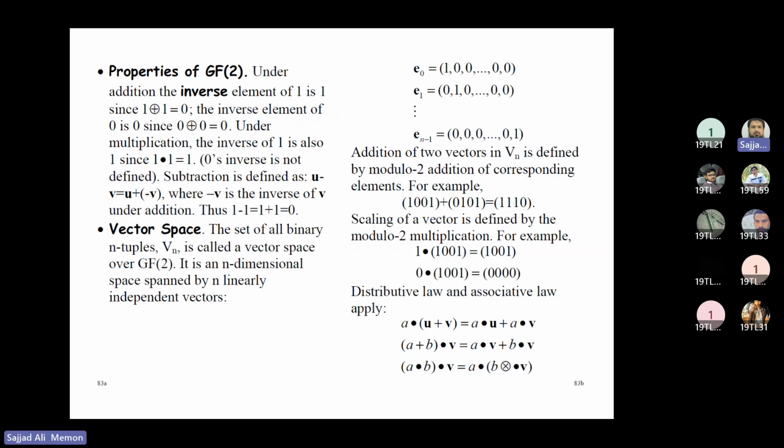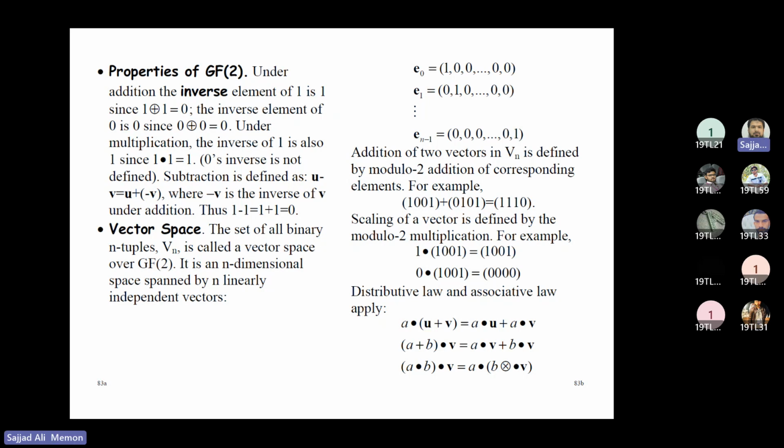Subtraction is defined as u minus v, that is, u plus minus v, where minus v is the inverse of v under addition. Thus, 1 minus 1 is equal to 1 plus 1, which is equal to 0. Now, vector space: the set of all binary n-tuples, Vn, is called a vector space over Galois field 2.